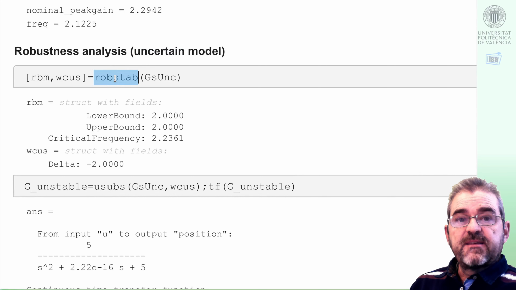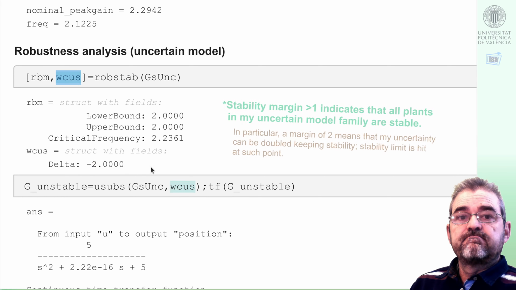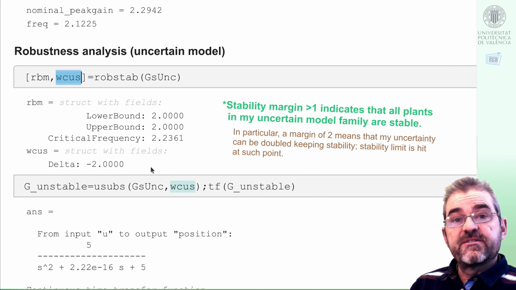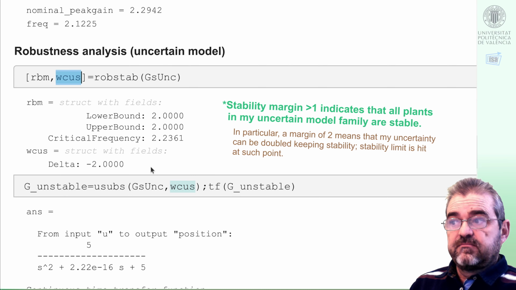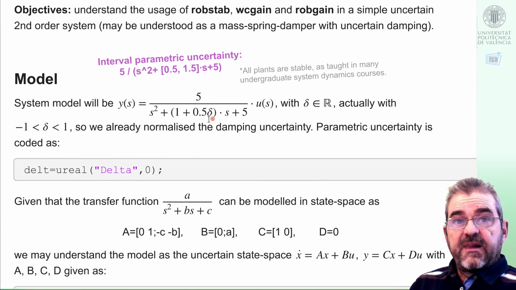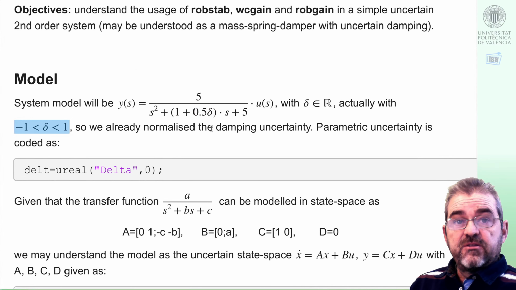This gives me a stability margin, and it outputs 2 as stability margin, and the worst case uncertainty is delta equal -2. So the first thing is that as this number is greater than 1, we have a guarantee that all our plants are stable. Indeed, we know that all plants in the interval -0.5, 1.5 are stable. The command tells me that the uncertainty can be doubled without losing stability, but when we double it, then we hit the stability limit, so we cannot increase it further.